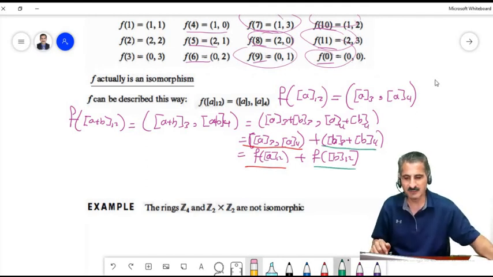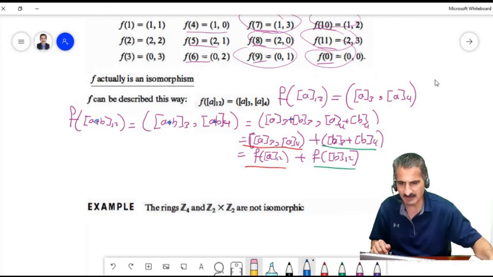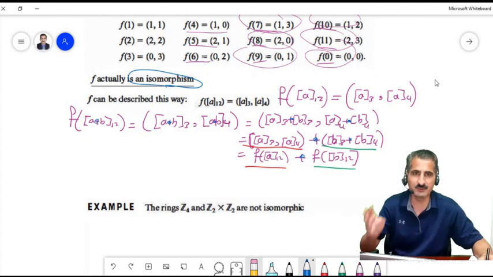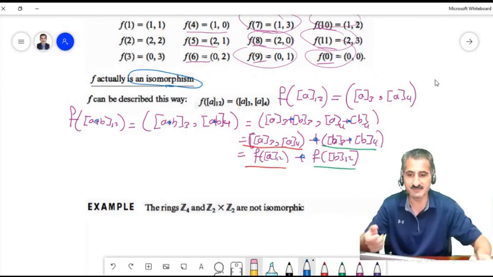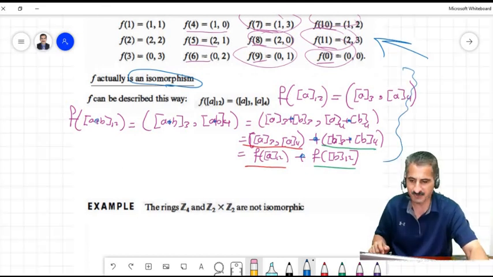Okay, now the same thing can be repeated, but instead of writing addition, we write multiplication, and nothing changed, just the operations. And this will be multiplication, this will be multiplication. So f is an isomorphism. It is 1-to-1 and onto as the labels in here show. It proves it is 1-to-1 and onto, and in here it proves that it preserves operations.